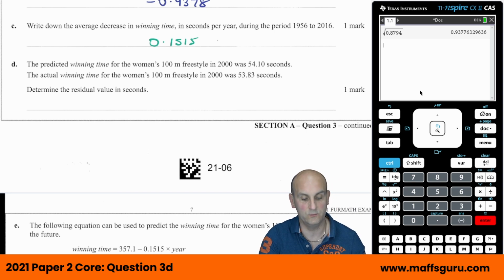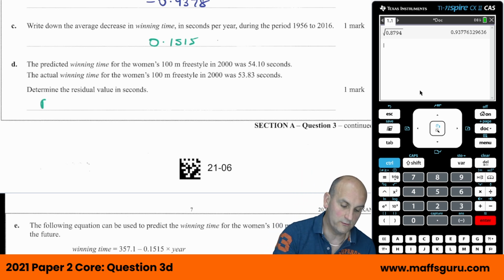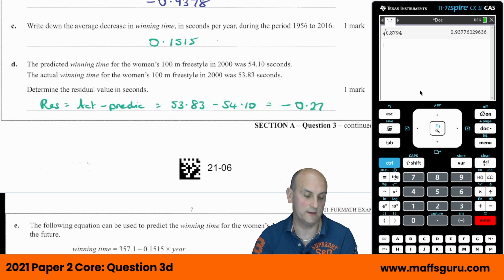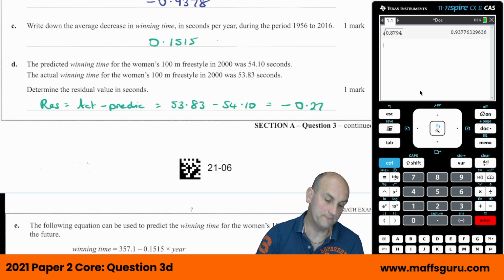The predicted winning time for the women's 100 meters freestyle in 2000 was 54.10 seconds. The actual winning time was given. The residual, well, I know that the residual is the actual value minus the predicted value. So that gave me 53.83 minus 54.10, or negative 0.27. Again, yep, that was my answer.